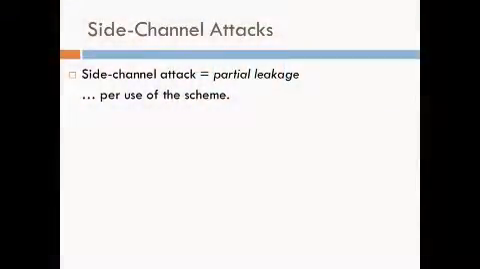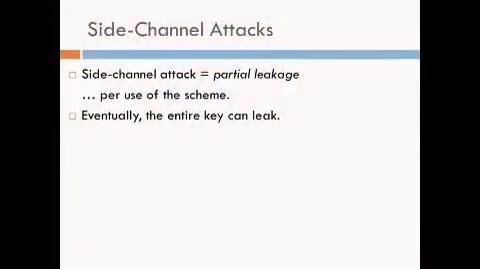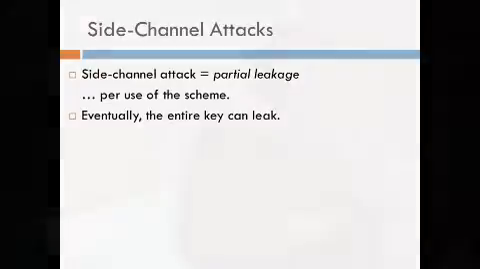So a side channel attack is some partial leakage of the internals of the computation. I just told you that we can handle leakage. So are we done? Well, no, there's a problem. It's partial leakage per use of the scheme. Each time you call the algorithm, there's leakage. You call it on a different input, there's more leakage. And so if you keep using the scheme and leaking a little bit about what's going on, eventually you can leak the entire key. So that's bad.